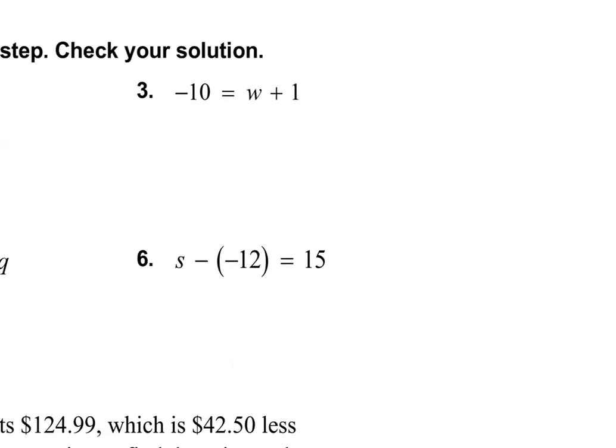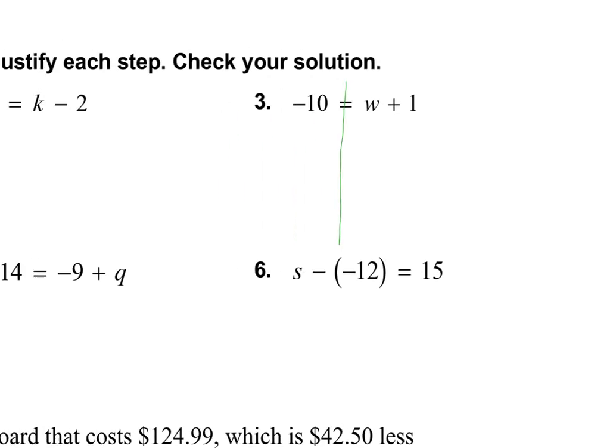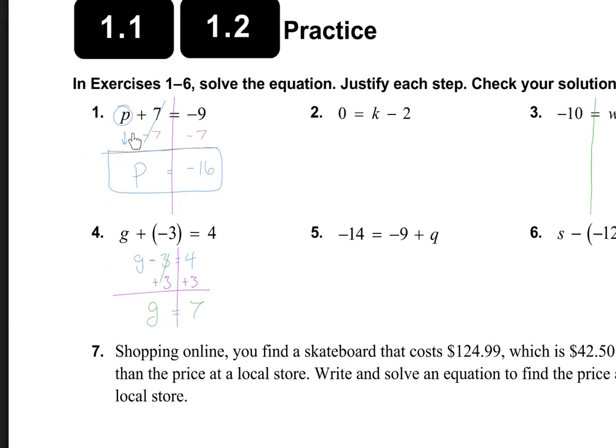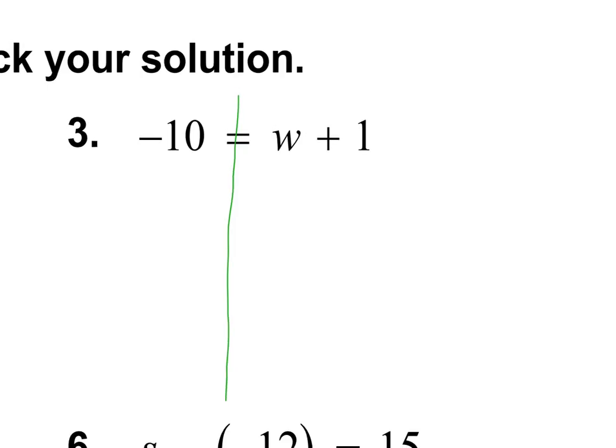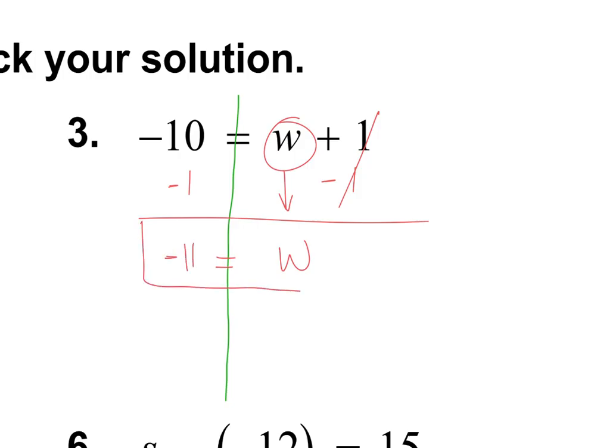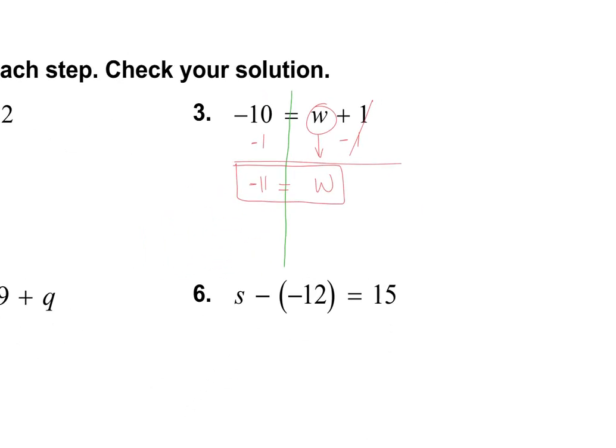How about this one? I like this one because it's backwards from maybe how you're used to writing things. If you're like, what do you mean backwards? See how over here we had our variables on the left, variables on the left. This one, the variable is on the right. And that doesn't mean anything. Nothing new. What we're still going to do is subtract 1, and that cancels, and that means w is equal to negative 11. And there is absolutely no reason to rewrite it any other way, because that is still a very complete answer.